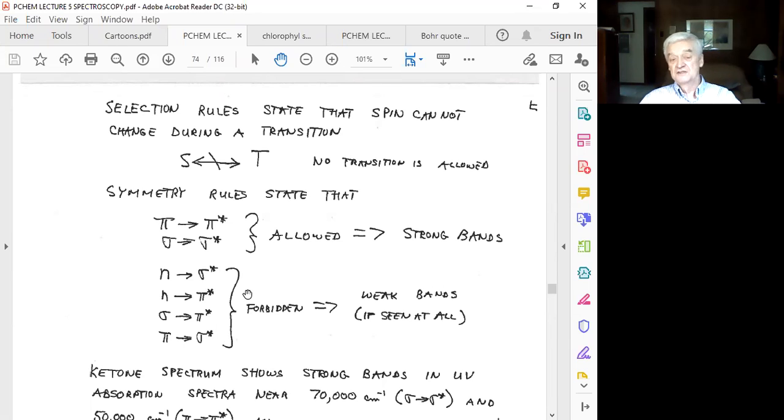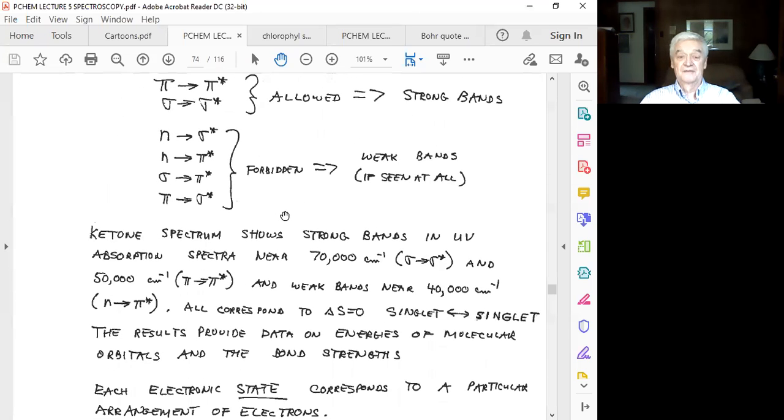Some of these transitions you can see weakly, but the main transitions you'd see for a ketone or aldehyde would be these right here. If you think back to a ketone like acetone that you might have looked at in organic chemistry, most of them are colorless. These transitions like pi to pi star occur in the ultraviolet region and you don't see them.